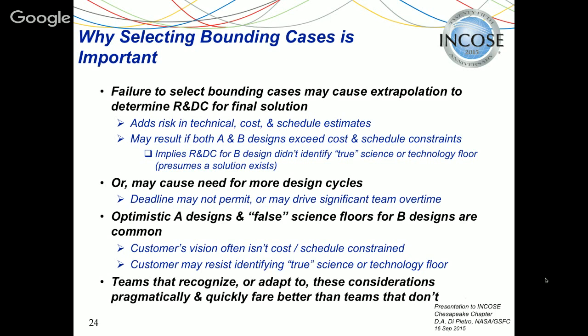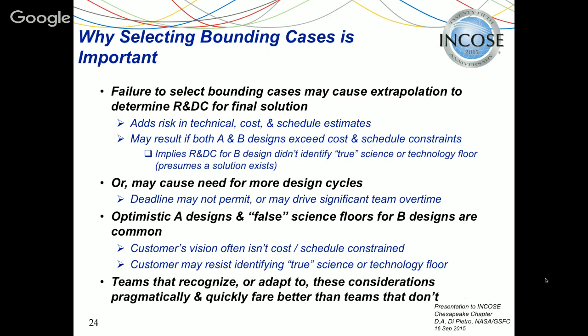So what that indicates is the requirements and design characteristics for the B design didn't identify the true science or technology floor. Now that can happen. In some cases, this can be an emotional thing for the customer. The customer just cannot see him or herself driving a Yugo, even test driving a Yugo. Okay, and I'm bringing this up because as systems engineers, when you run a concept design team, these are things that you need to know ahead of time so you can plan to try and avoid them.